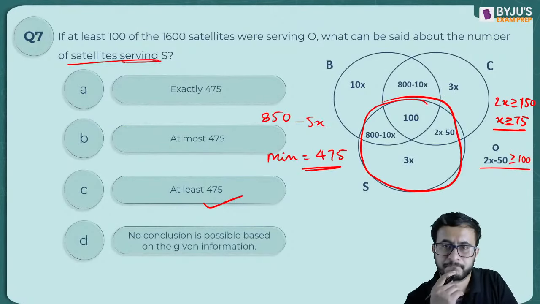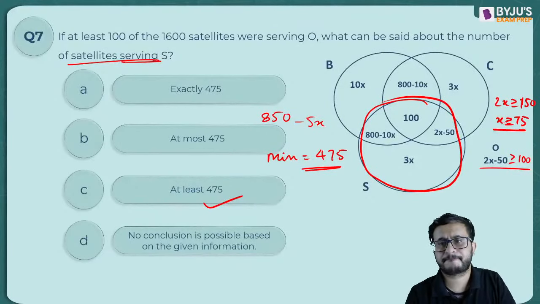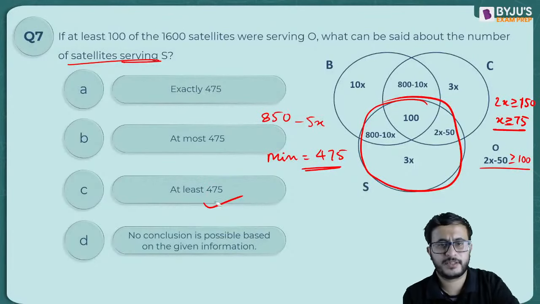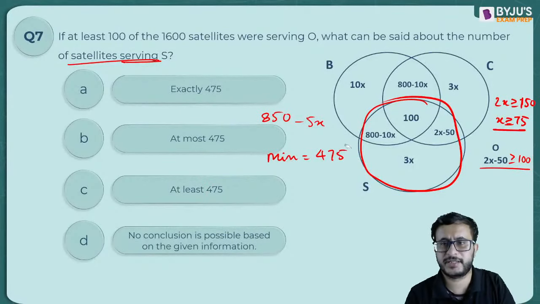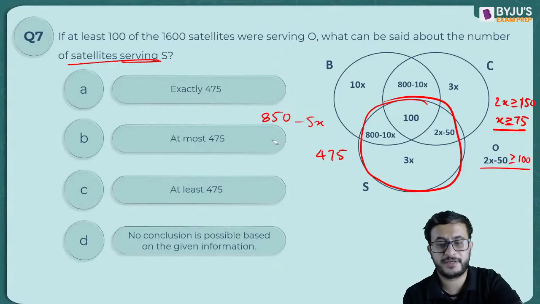Wait, satellite serving S. Okay, x is greater than 75. Okay, wait, it will be actually correct, x is greater than 75. If x is 75 or more, then this value will be smaller. Yeah, so sorry, that will be maximum.